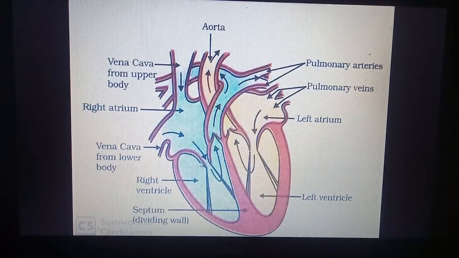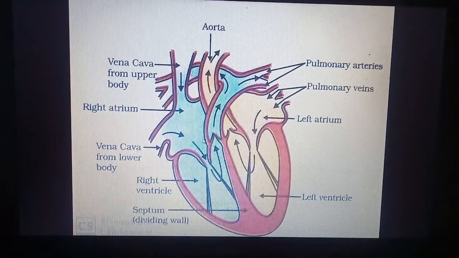Two can be seen here and one is at the back, which is not shown. And the left side has another atrioventricular valve. It is called the bicuspid valve. It has 2 flaps. So valves will prevent the backflow. Suppose blood is going forward, it will not return because these valves will close.